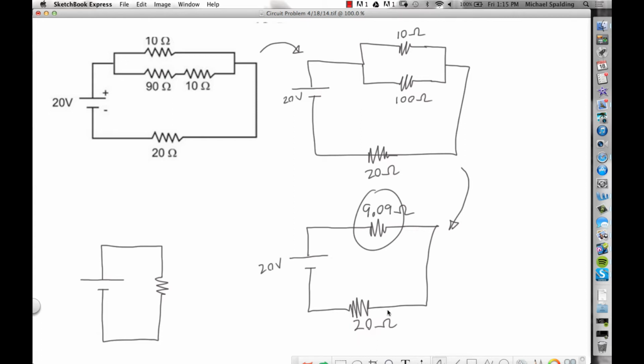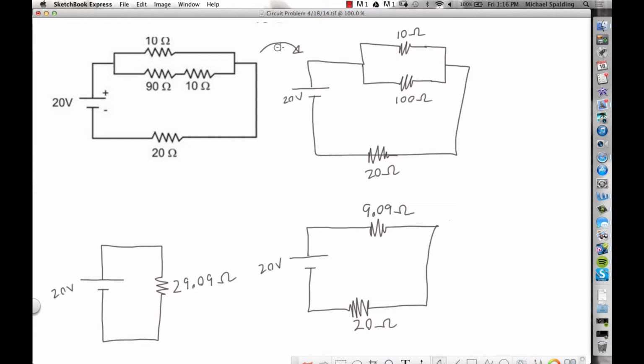Because, I mean, they're geometrically parallel, but they are in series. What makes these in series? Well, look, does the current branch? The current goes like this, around like this. Is there any splitting? Nope. So they're in series. So we add them together, and our total resistance is 29.09 ohms with a 20-volt battery. Okay, so these are our pictures. So now we can answer the rest of the questions.